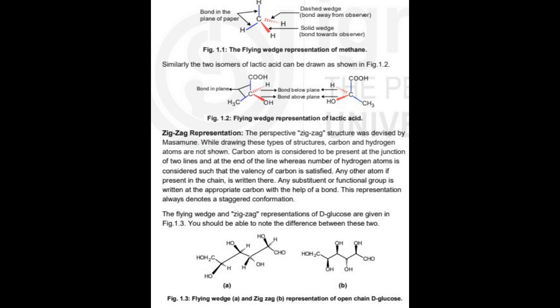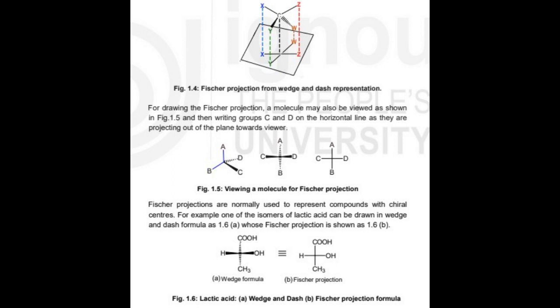Fig. 1.4 represents a general molecule drawn in wedge formula and its equivalent in Fischer projection. The two groups X and Z are on the plane of paper in wedge and dash representation, and the projection is shown under it. For drawing the Fischer projection, a molecule may also be viewed as shown in Fig. 1.5 and then writing groups C and D on the horizontal line as they are projecting out of the plane towards the viewer. Fig. 1.5, viewing a molecule for Fischer projection. Fischer projections are normally used to represent compounds with chiral centers.